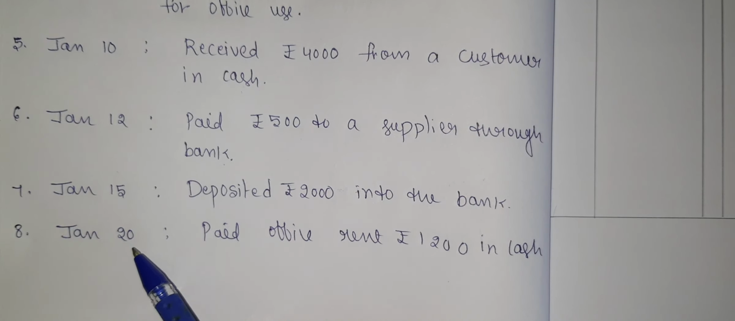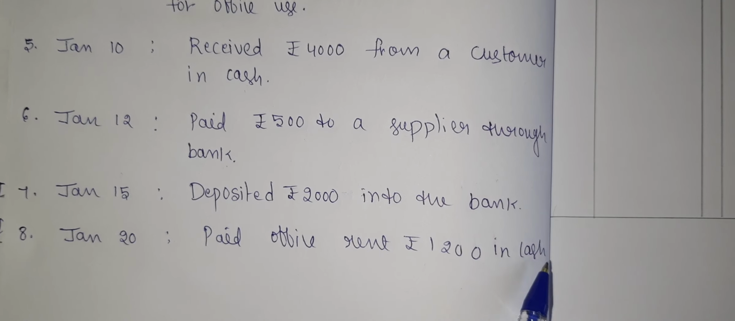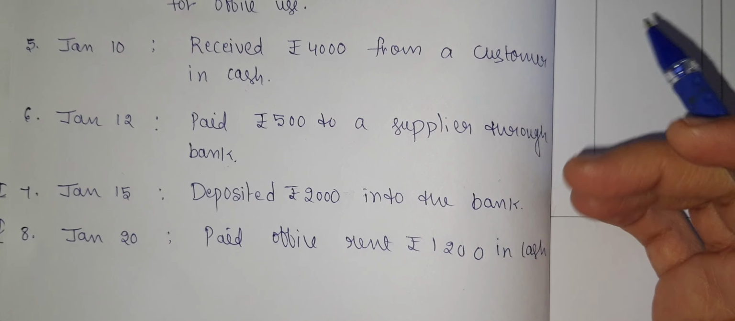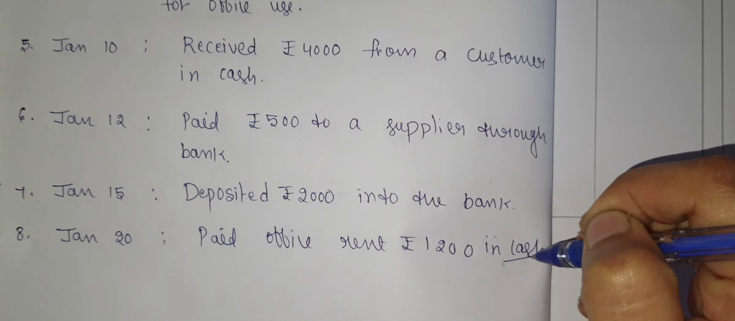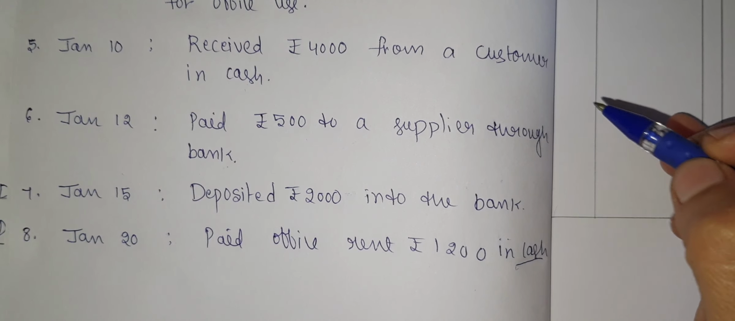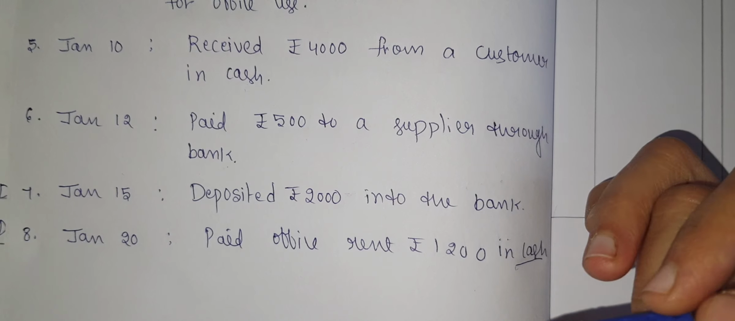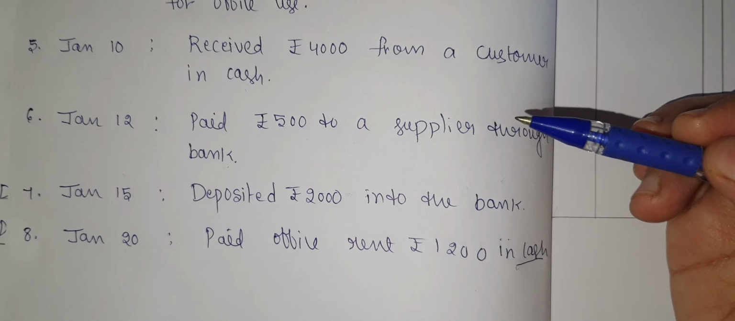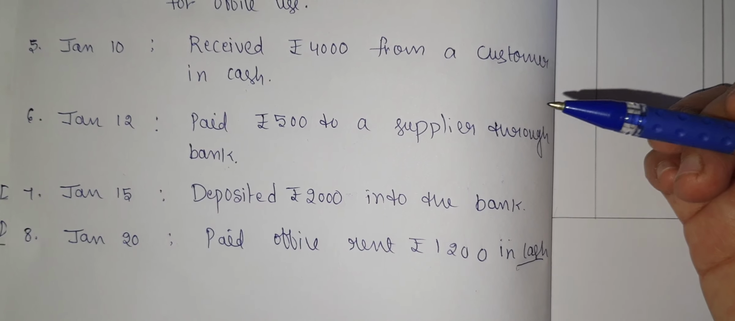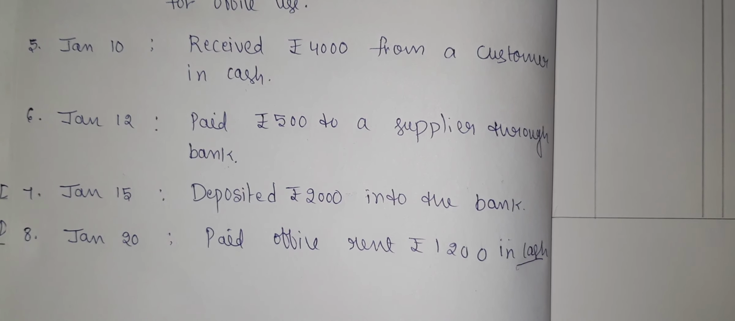Fine. And next, on Jan 20th, paid office rent of rupees 1,200 in cash. It will come under payment side. We are paying the office rent, that is rupees 1,200 in cash. In double column cash book, we have to read the problem very carefully, because they will mention whether they are paying the amount in cash or through bank. If we are paying in cash, we enter the amount in the cash column. And if they are paying through bank, we enter the amount in the bank column. This is about the double column cash book.